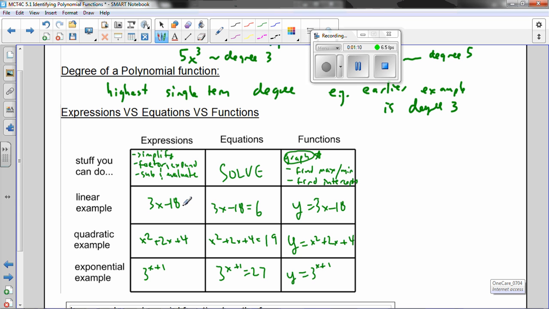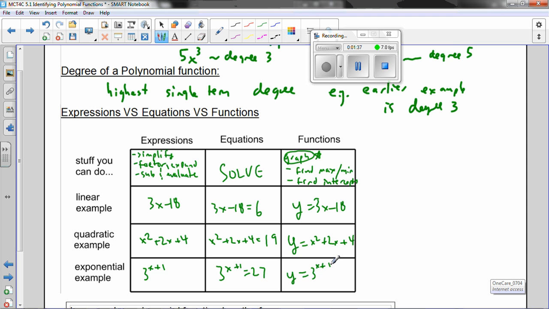We see some examples: an expression and an equation, no y value in the equation, and a function. And we can see that they're related, right? The expression is just the left side of this equation. It's the right side of this function. There's obviously a relationship between the expression, the equation, and the function. That's why they're so easy to mix up. And then we had a couple more examples, a quadratic example and an exponential example.